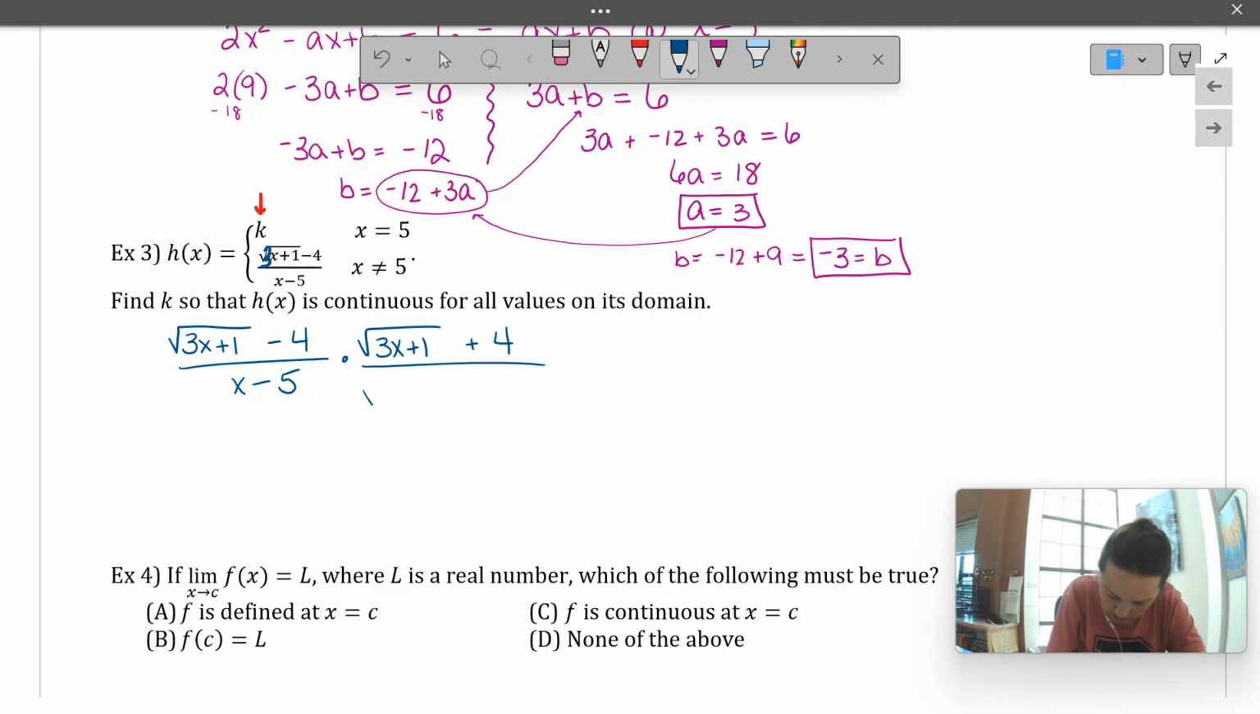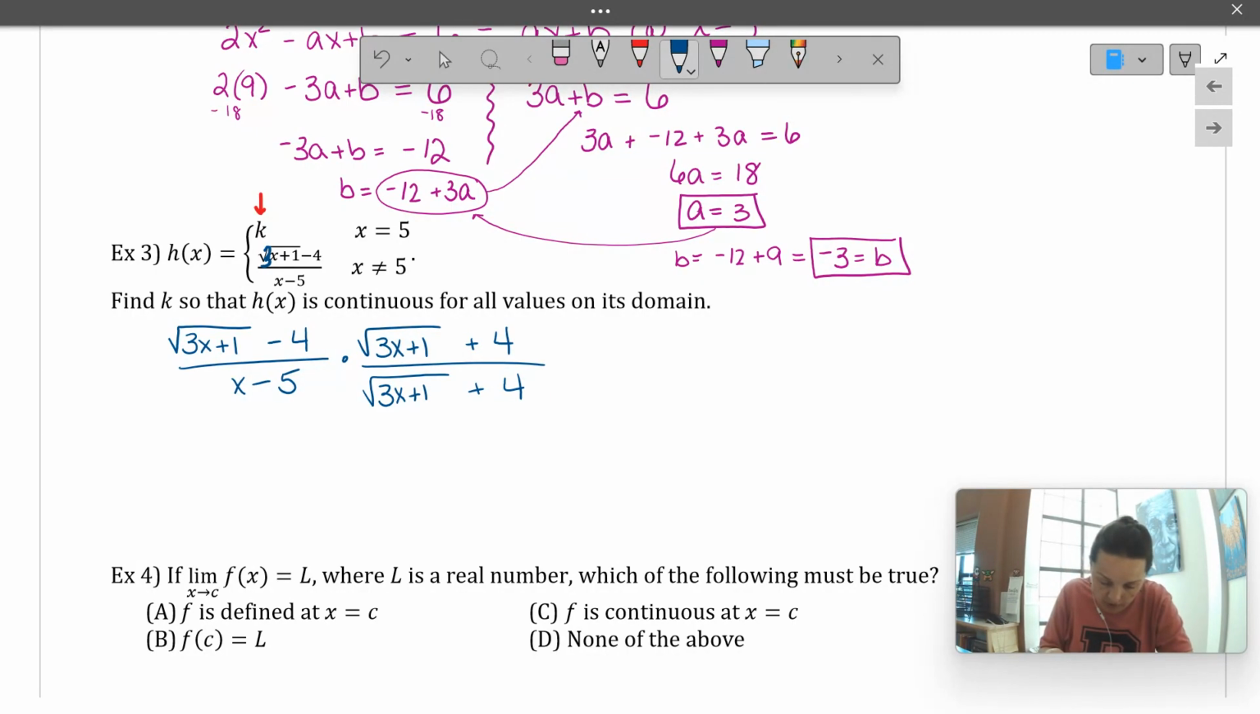And you may be thinking, but Mrs. Vibber, how do I know when to rationalize the numerator? And the short answer is you don't. The long answer is if you get 0 over 0, somebody's got to cancel. And if you don't notice that they can cancel, you need to start manipulating the way it looks until it reveals itself. And rationalizing is one way to get there.